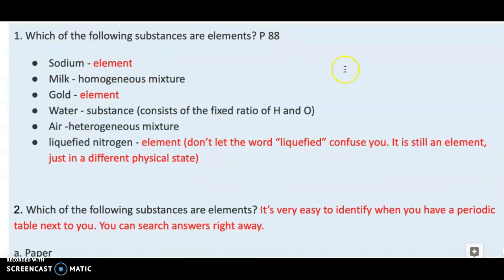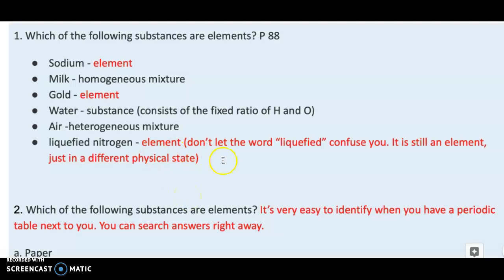To solve the problem on page 88, it would be best if you have a periodic table with you. You can look up the answers in your periodic table. So first question is, which of the following substances are elements? Since periodic table contains only elements, then it would be easy to look for the answers. In this particular question, the correct answer would be sodium, gold, and liquefied nitrogen.